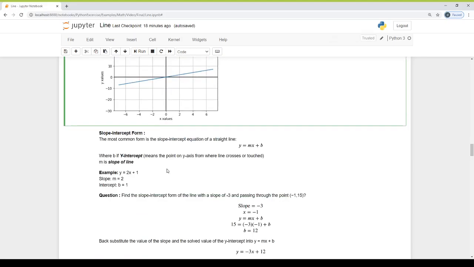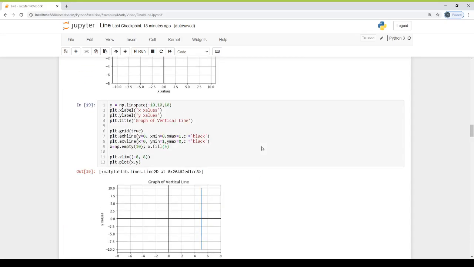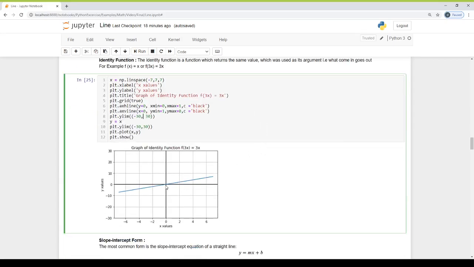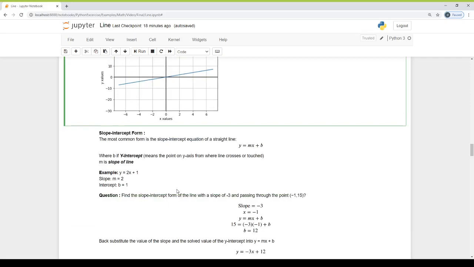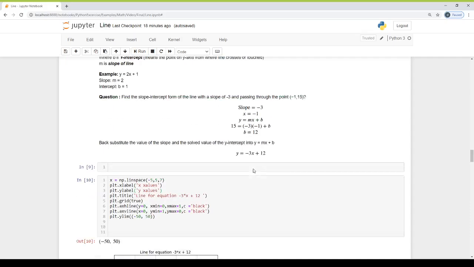Next we will see the equation of a line. The equation of a line is given by the slope intercept form, the most common form, that is y is equal to mx plus b. Here m is the slope and b is the y-intercept. What is the y-intercept? The y-intercept is where the line touches or crosses the y-axis. In this example, the y-intercept is 0. So the slope-intercept form says that y is equal to mx plus b, where m is the slope of the line and b is the y-intercept.